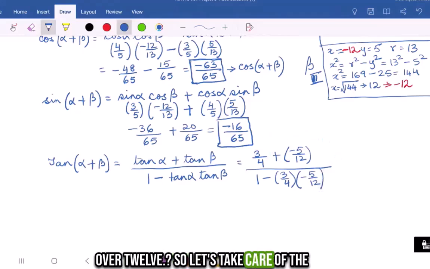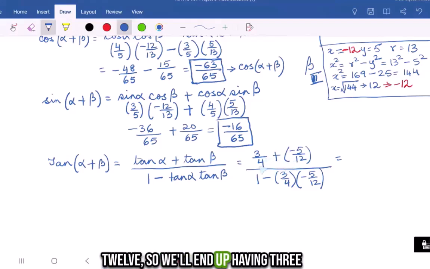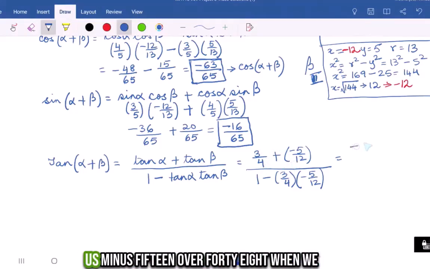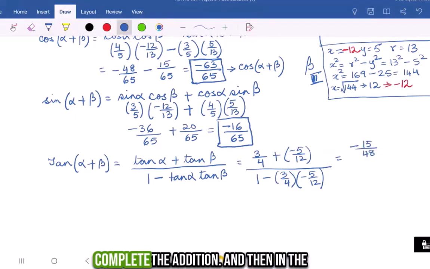So let's take care of the numerator first. When we add the numerator, there's a minus 5 over 12. So we'll end up having 3/4 minus 5 over 12. That gives us minus 15 over 48. When we complete the addition.